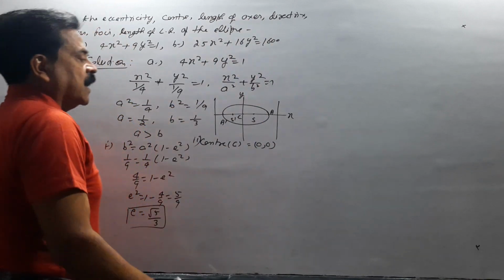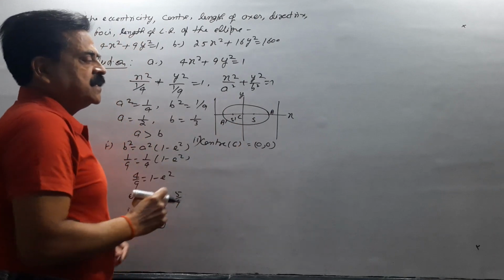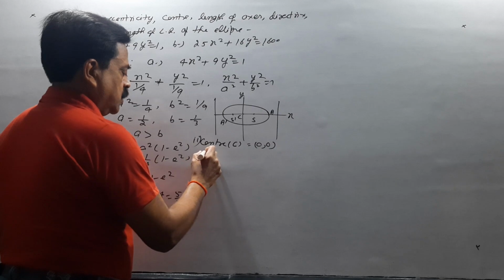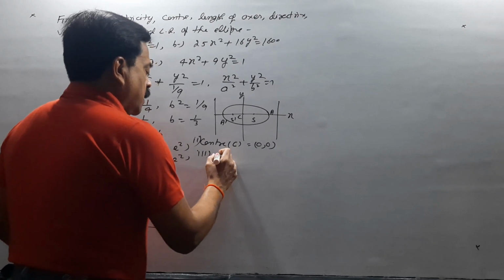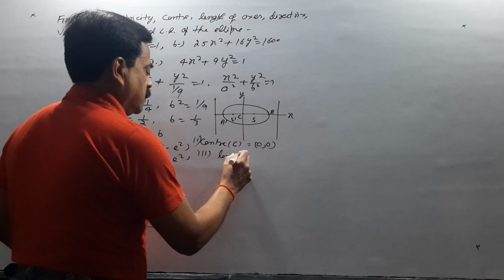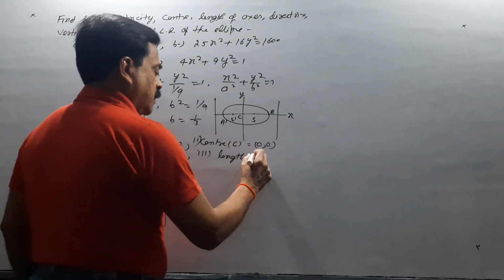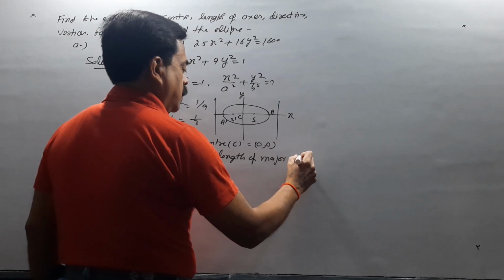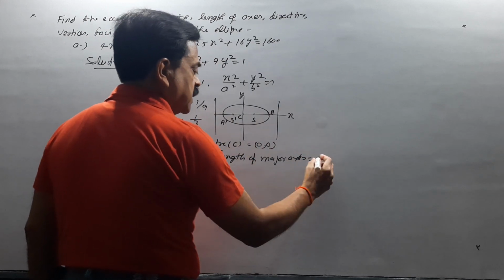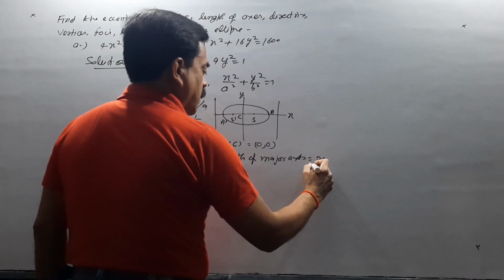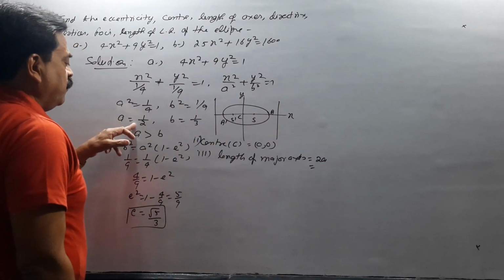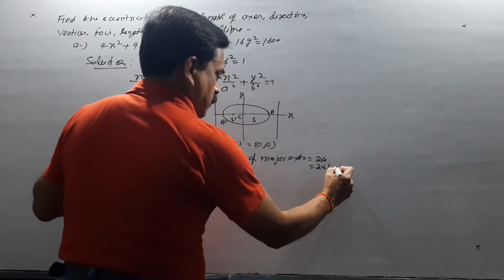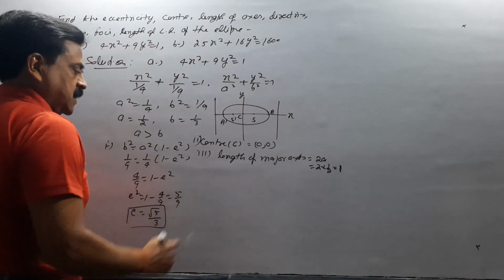Length of axis: ellipse has two axes, major axis and minor axis. So in third part, length of major axis A A dash equals 2a, and since the value of a is 1 upon 2, 2 into 1 upon 2 means 1. 1 unit is the length of major axis.